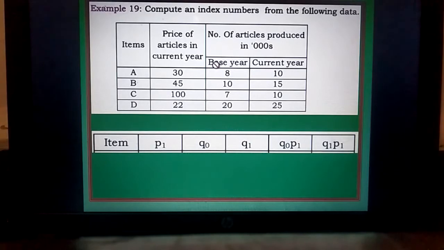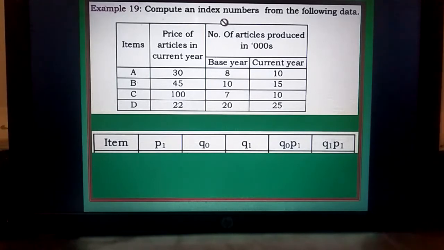So base year quantities, what will it be? Q0, and current year quantities will become Q1. Correct? So accordingly, the price of articles in the current year has been considered as P1. The number of articles produced in thousands in the base year has been considered as Q0. And the number of articles produced in thousands in the current year has been considered as Q1.